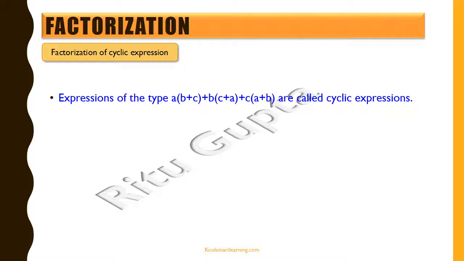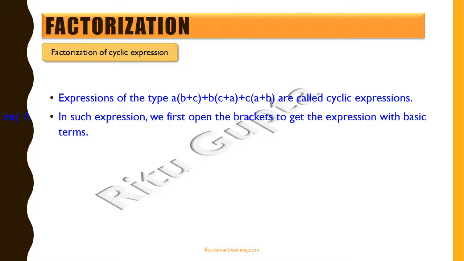So these kinds of expressions are called cyclic expressions, where we can just get the repeated terms, the second term and third term and fourth term and so on, if there is more than one variable present. If we can get the next terms just by cyclically replacing the letters, these types of expressions are called cyclic expressions. So now they have a special way of factorization.